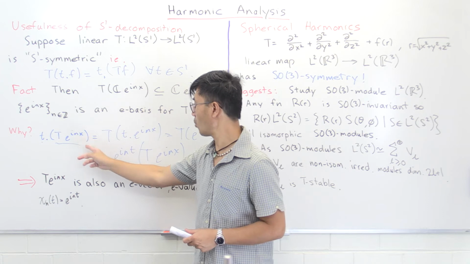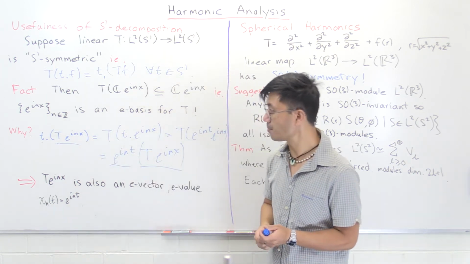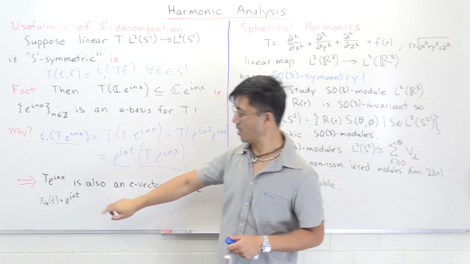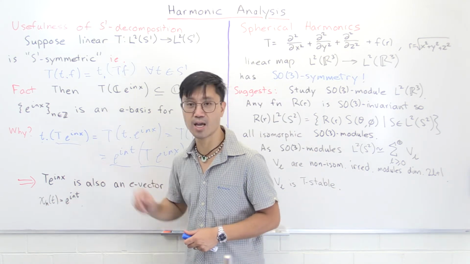Okay, so that tells you straight away that this is also an eigenvector. And what's its eigenvalue? Eigenvalue is this e to the I n t. So it's chi n of t equals e to the I n t.